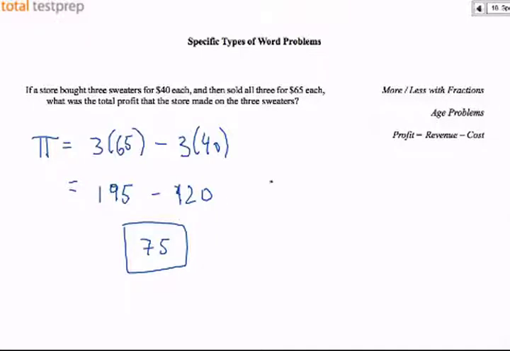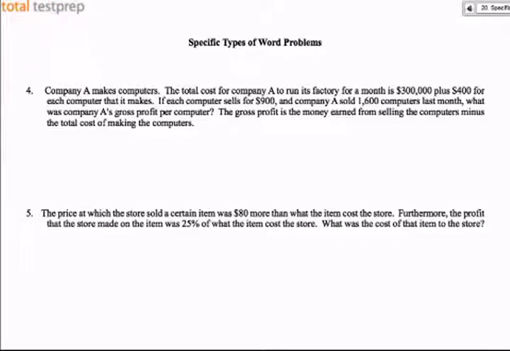When you do these types of problems, just remember this formula. The profit is equal to the revenue minus the cost. Please pause the lecture and try these questions on your own. When you're done with the questions, you can resume the lecture and then take a look at the explanations. Okay, let's take a look at question number 4.